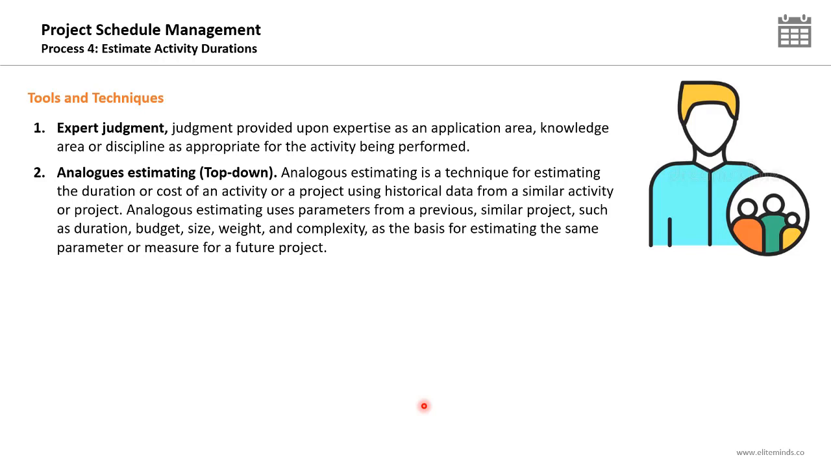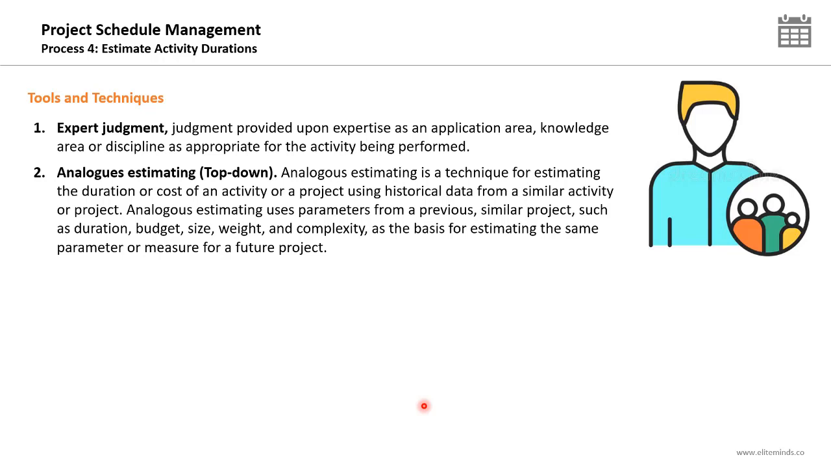It's a technique for estimating the duration or cost of an activity or a project using historical data from a similar activity or project. Analogous estimates use parameters from a previous similar project, such as duration, budget, size, weight, and complexity as the basis for estimating the same parameter or measure for a future project. So the analogous estimating is mainly based on historical data from similar activities or from similar projects.